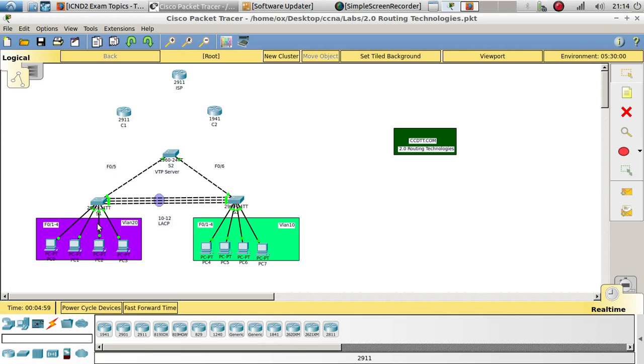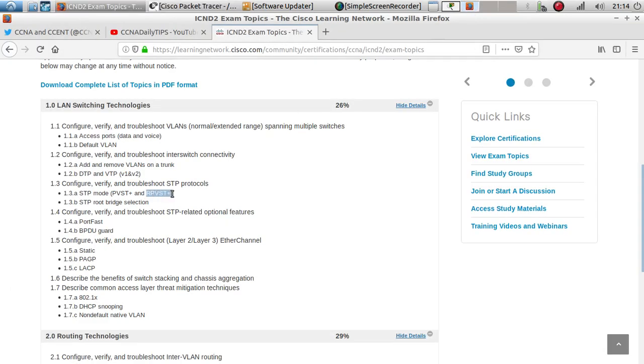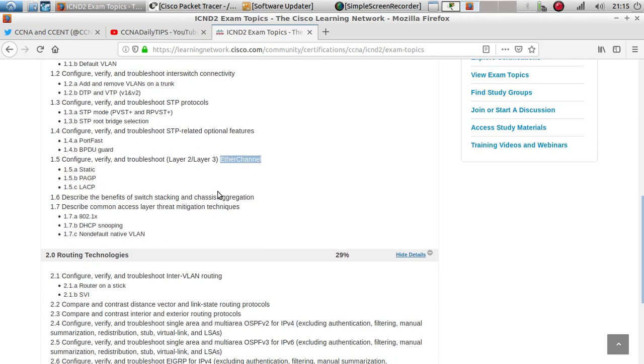Let's see what I did as well. Let me take a look at the list. I also did some Rapid Per-VLAN Spanning Tree Protocol. I did some root bridge selection, where I made one switch the primary for VLAN 20 and the primary for VLAN 10, and then also one of the switches was a secondary for both of the VLANs. We did some VTP like I said before. So VLAN, VTP, Rapid PVST, PortFast, BPDU Guard, EtherChannels using LACP, and that was it. That's what I did in the video before.